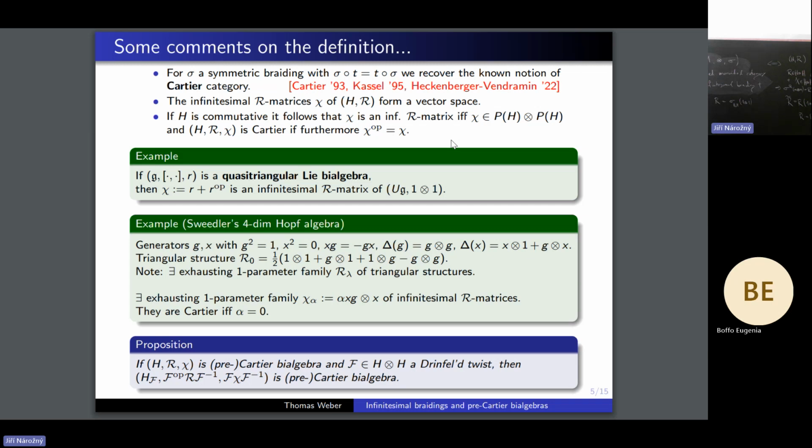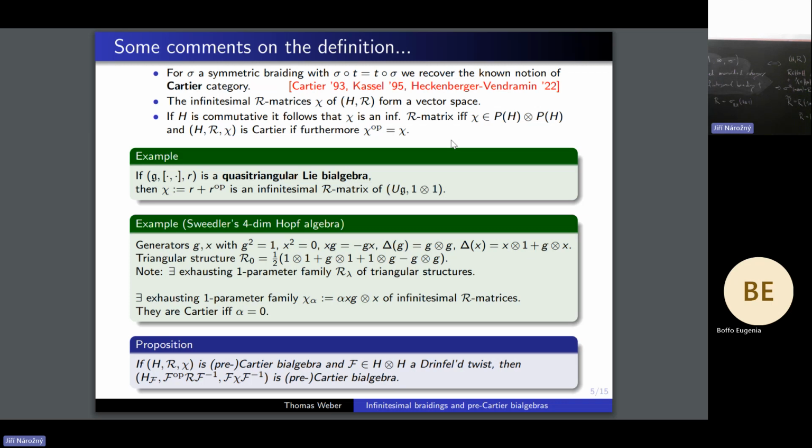Okay, maybe here are some comments. In the classical setting, when your algebra is commutative, you can show that the axioms of chi boil down to saying that chi is in primitive tensor primitive. And chi is symmetric, if you want, even in the special case.